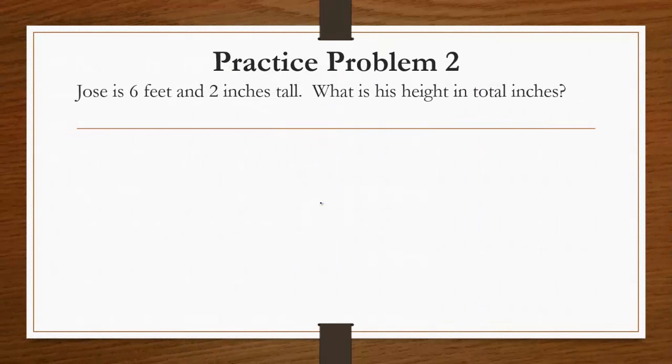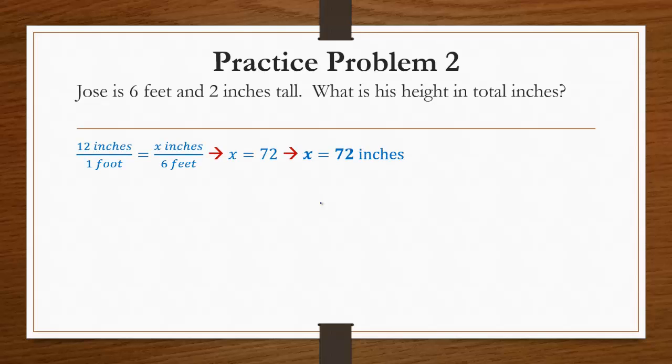Let's try another practice problem. So Jose is 6'2", and we need to find his height in total inches. So we know that there's 12 inches in 1 foot, and we need to find out how many inches are in 6 feet. So we can say cross multiply and divide again. So we've got x times 1, or just x, equals 12 times 6, which is 72. So we know there's 72 inches in 6 feet.